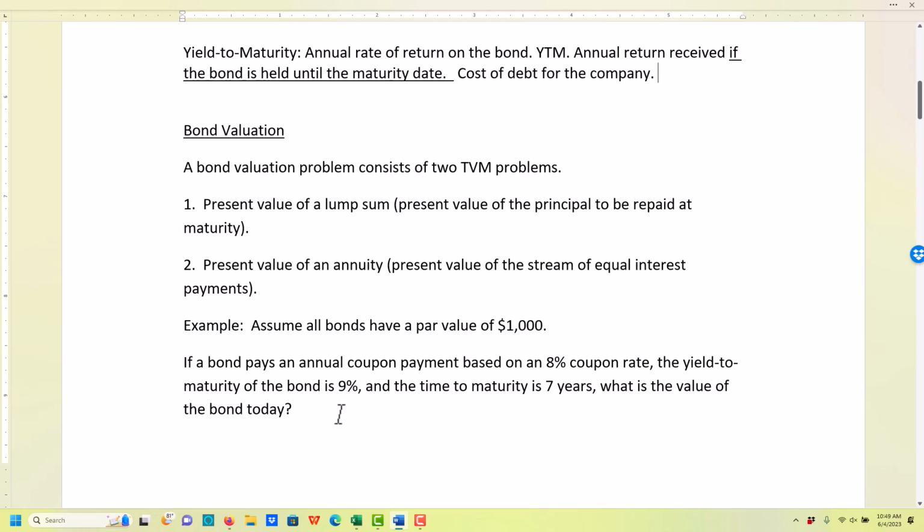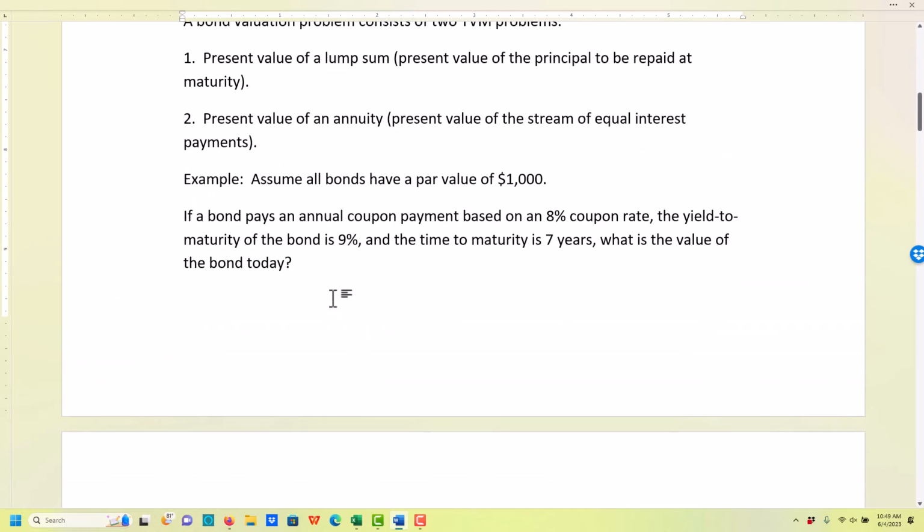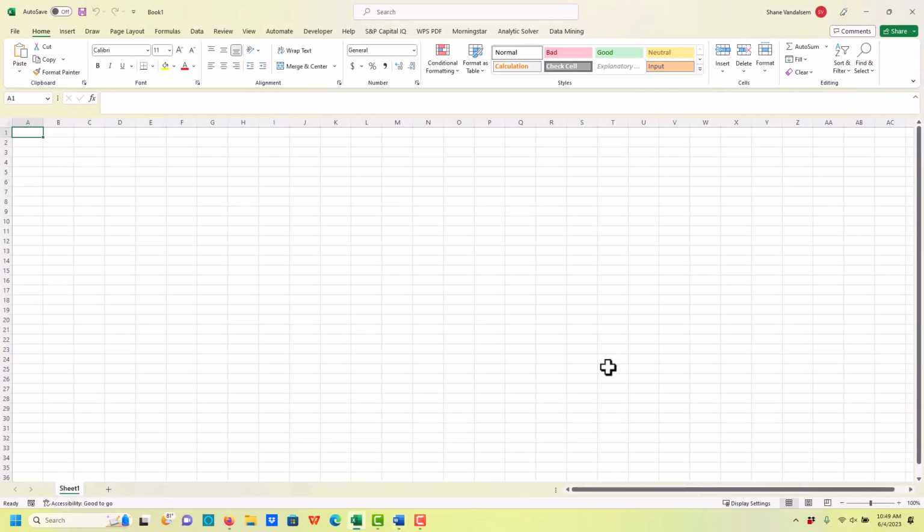So if a bond pays an annual coupon payment based on an 8% coupon rate, the yield to maturity of the bond is 9%, so the rate of return you'll receive as an investor is 9%, and the time to maturity is 7 years. What is the value of the bond today? So let's go ahead and work through this in Excel. So I'm going to go ahead and open up Excel.